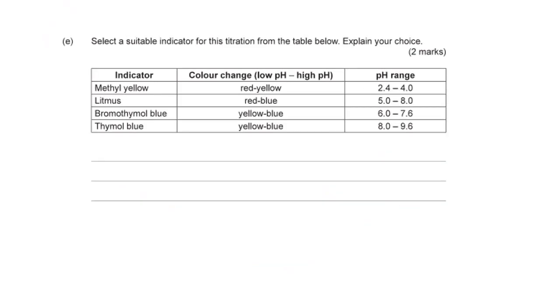Right, this next part is asking you about an indicator. What's the suitable indicator for this titration from the table below? It gives you a number of indicators. Which one do you choose? There's a couple of ways you could do this. One, you could remember that a strong base and a weak acid titration will give you a certain pH range. So you could try and memorize the equations: strong acid, strong base; weak acid, strong base; weak acid.